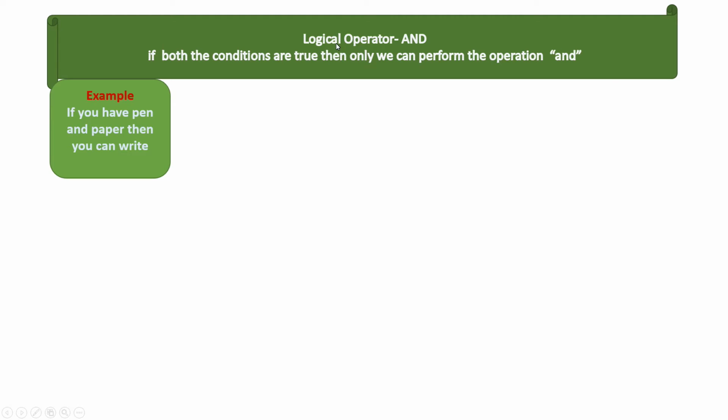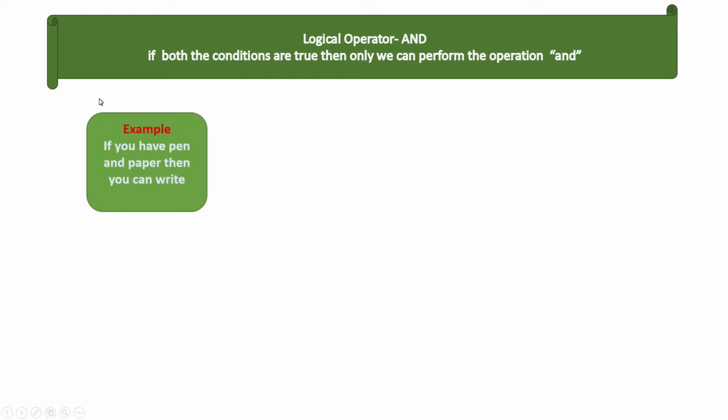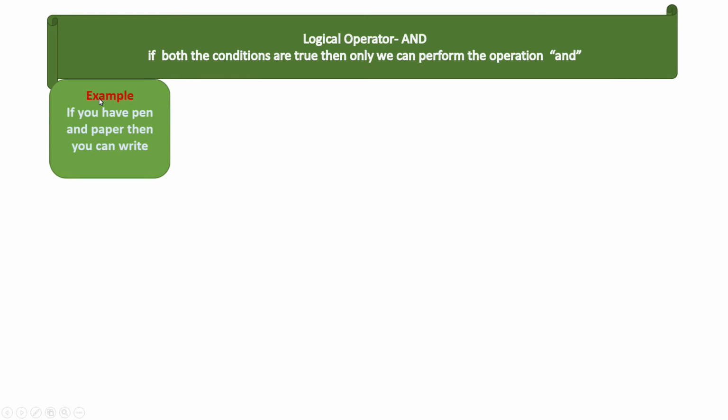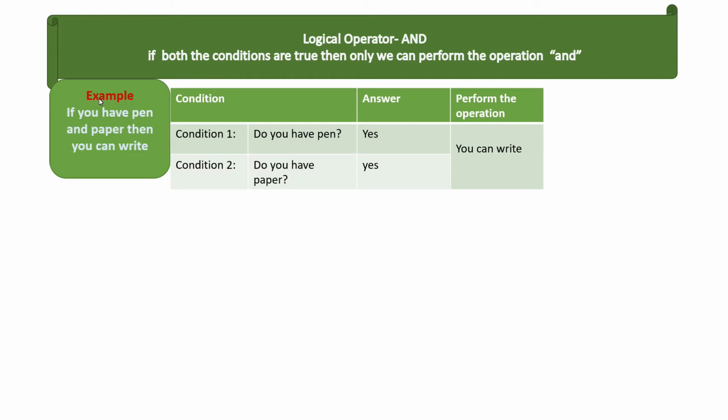Now we are going to see the logical operator AND. If both the conditions are true, then only we can perform the operation AND. Example: if you have pen and paper, then you can write. Here we can see two conditions. First condition, do you have pen? Second condition, do you have paper?